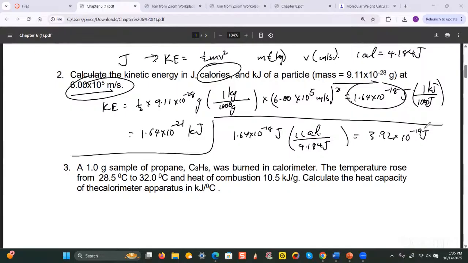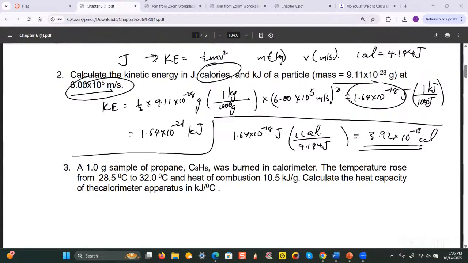Okay, any questions about this one? Any questions? Would that be calories or meters? Calories, sorry, my bad. Thank you. So 10 to the minus 19 calories. Okay, any other questions about it? Any other questions?